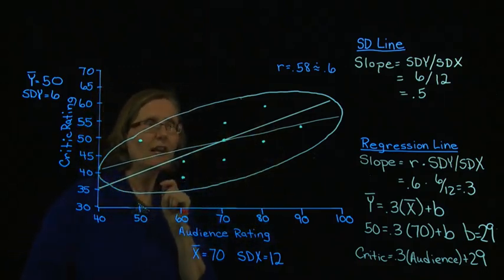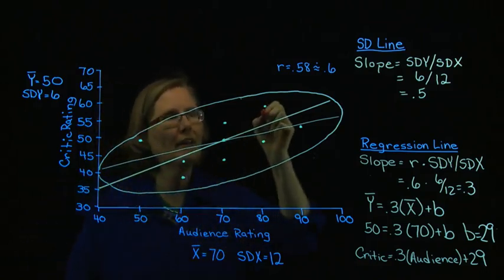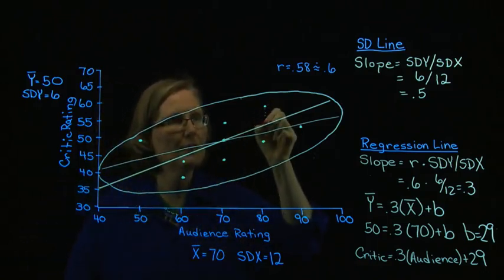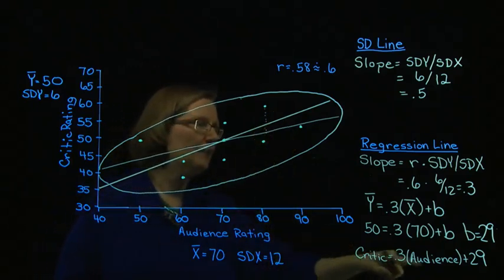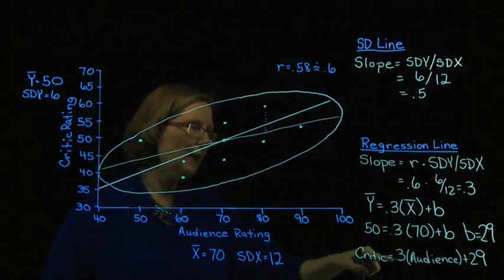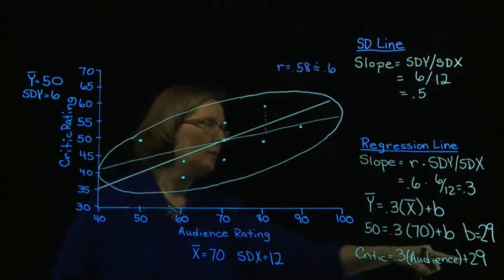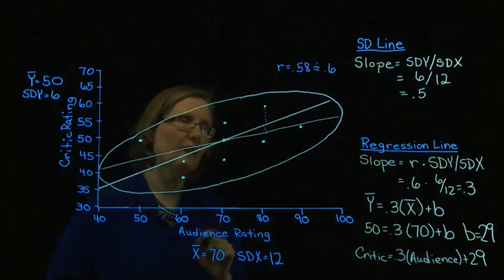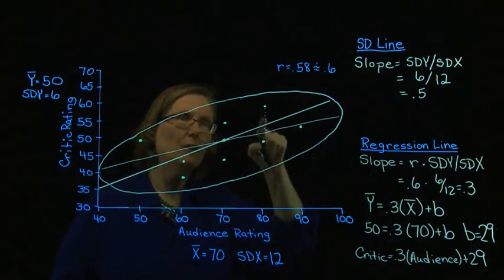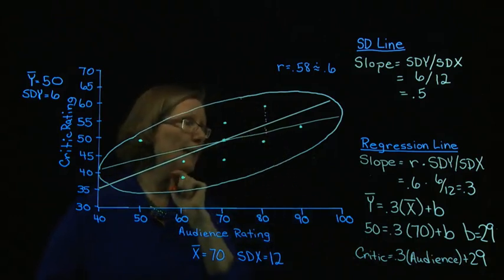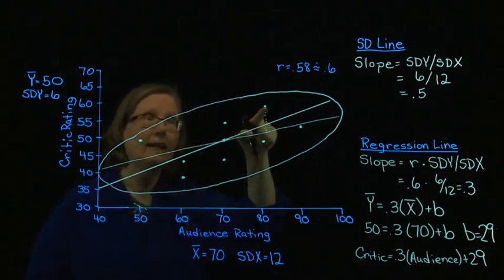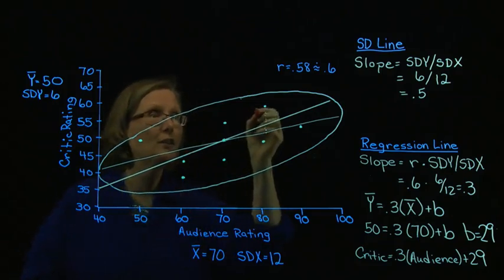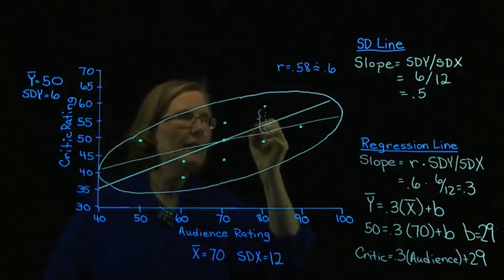Now, notice that none of our points fall on the regression line. So for each of these points, we have an error, which is called a residual. Here at 80, if we plug 80 into our regression line, 80 times 0.3 is 24, plus 29 is 53. So for a point at 80 audience rating, we would predict their critic rating at 53. This point is actually at 80/60, so our residual is 7.